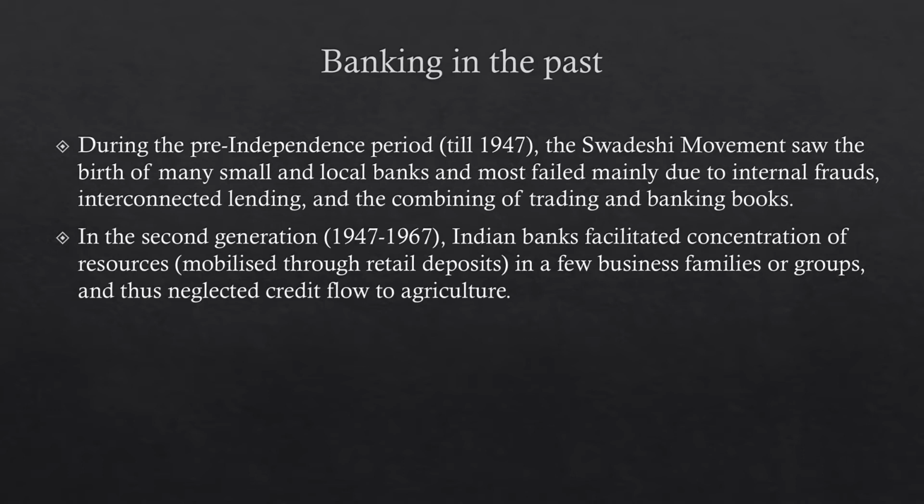In the second generation, which started from 1947 and lasted till 67, we could see that there was concentration of resources in a few hands. I mean, a few business people or families or groups were the ones who held all the resources, and there was unequal distribution of resources. So it neglected credit flow to agriculture. The agriculture sector is the main backbone of the Indian economy, and when we neglected the agriculture sector, that means we neglected a major portion of India's population, and only concentrated upon a few business classes or families. So this was another problem which the Indian economy faced.